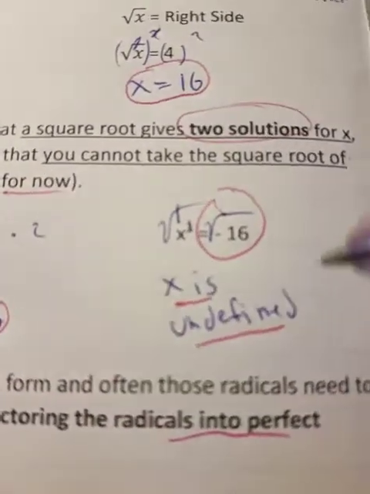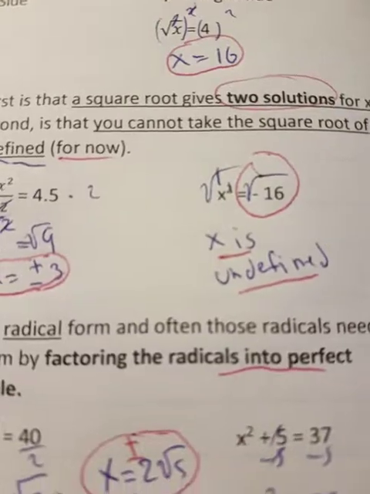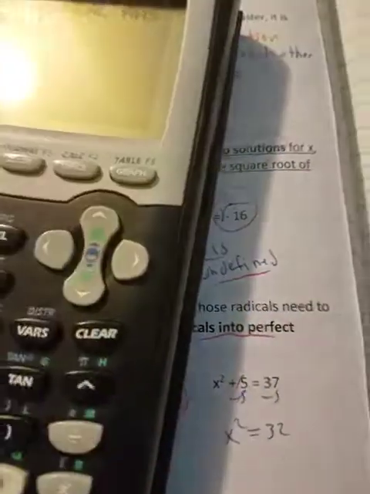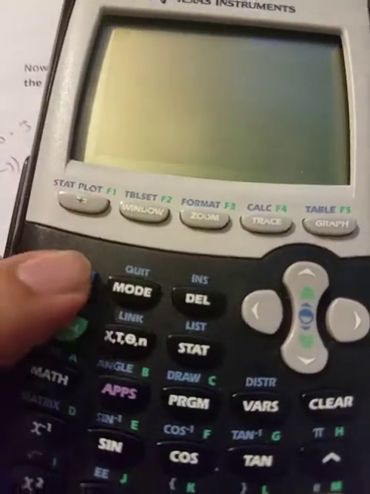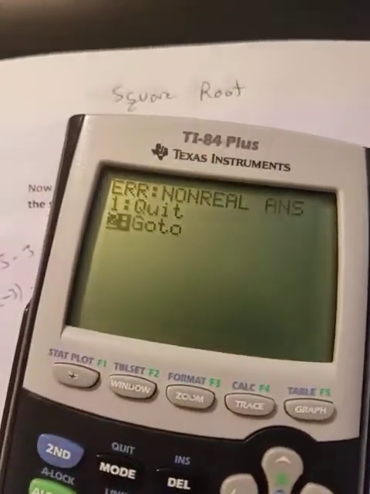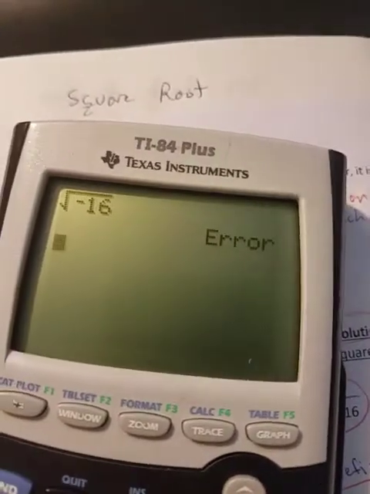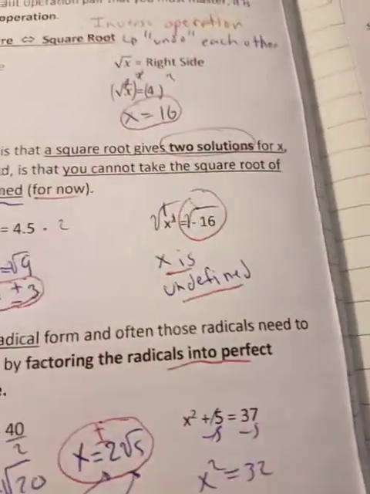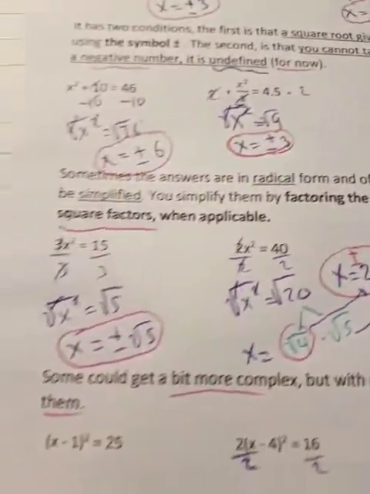Over here, this is the one we want to show you about undefined. So you have x squared equals negative 16. And then let me show you that result there. And there you go. The square root of negative 16 gives you an error. So, no solution, undefined. X is undefined. No solution for now. We'll leave it like that.